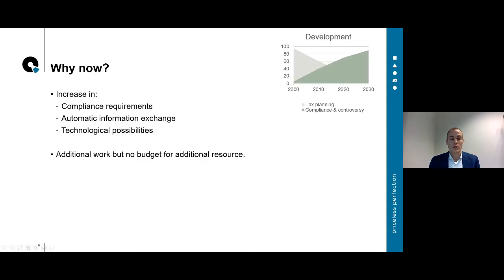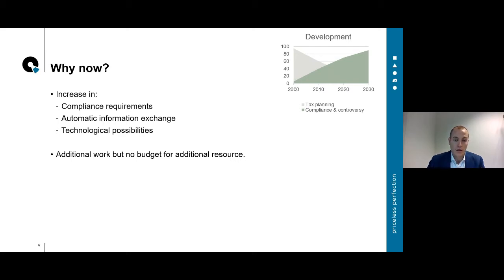Well, why now? This is due to the mix of factors that mainly in combination triggers the need for operational transfer pricing. So, in the past 20 years or so, we have seen a strong development from tax planning towards compliance and controversy. Compliance requirements have increased immensely, and as such also transparency of positions.